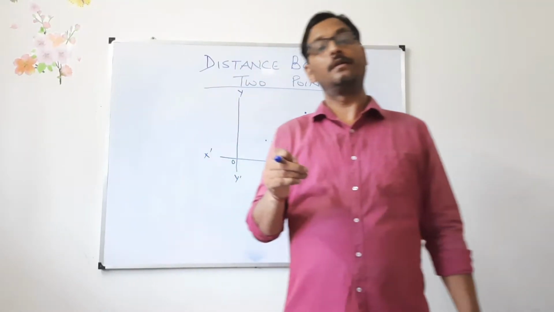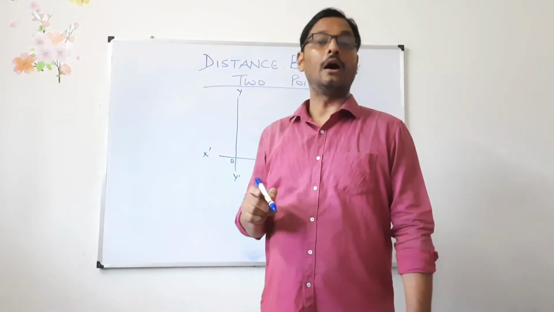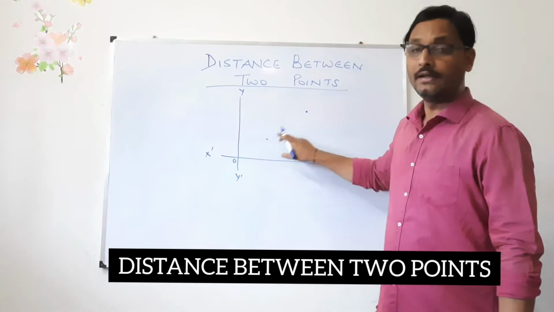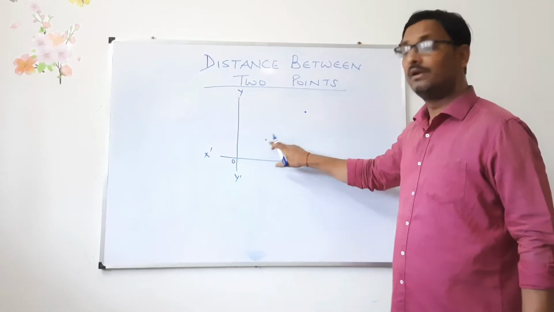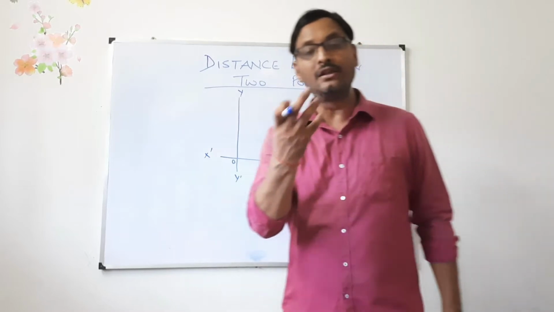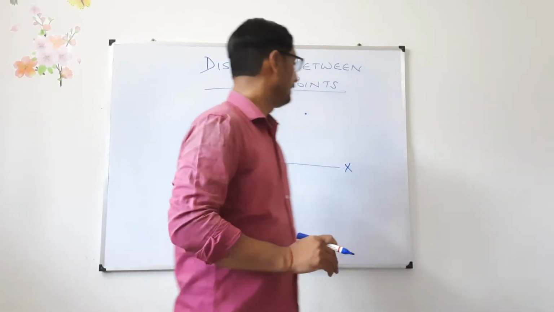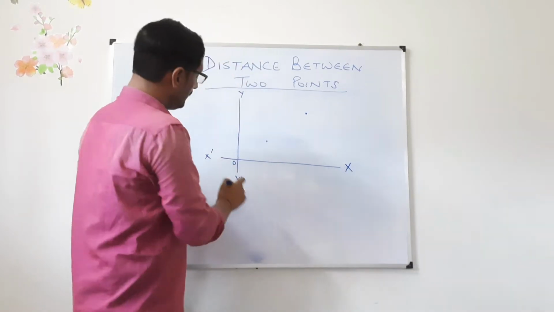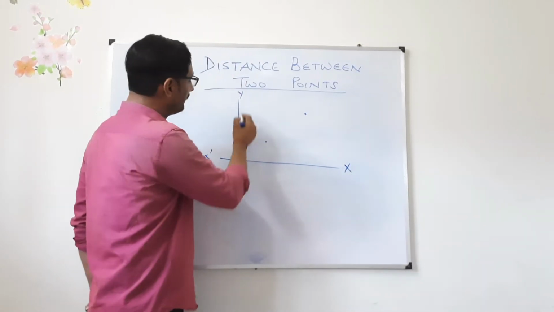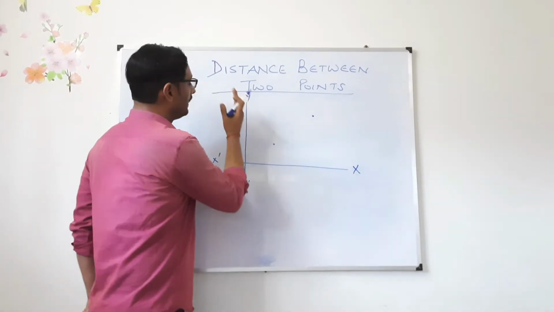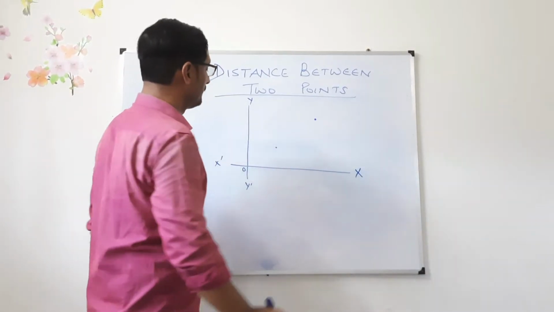Students, I am going to teach you how to find out the distance between 2 points. This is one point and this is another point. How you will be deriving the formula of distance between 2 points. So this is a graph, this is x-axis and this is y-axis. Horizontal is x-axis and vertical is y-axis.